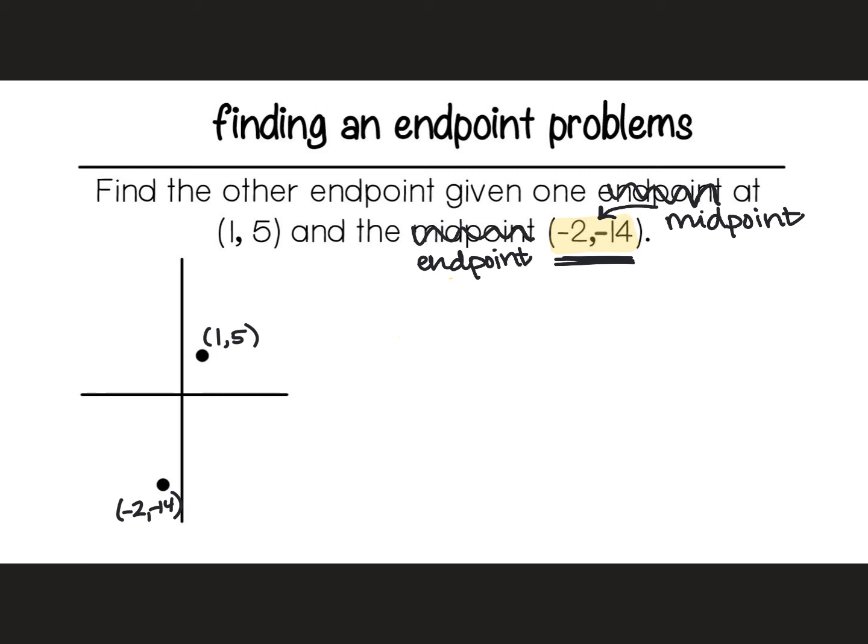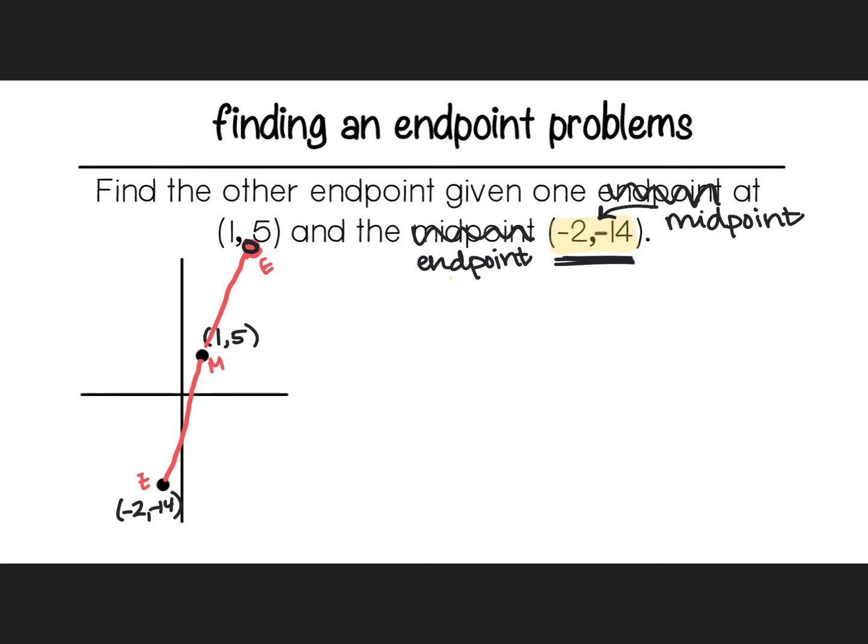So if this were a segment, negative 2, negative 14 is an endpoint. 1, 5 is a midpoint. Somewhere else up here is another endpoint. So endpoint, midpoint, endpoint. And the question is, what is that ordered pair that represents that unknown endpoint?